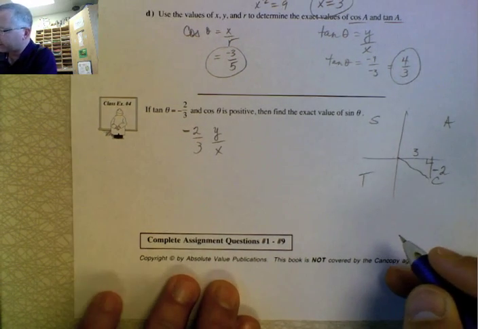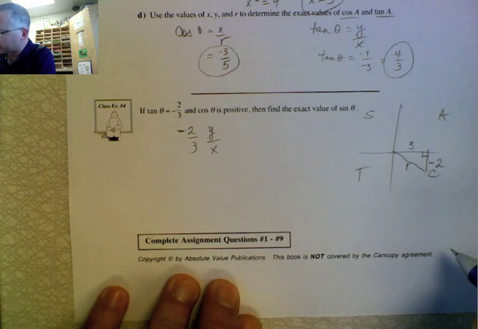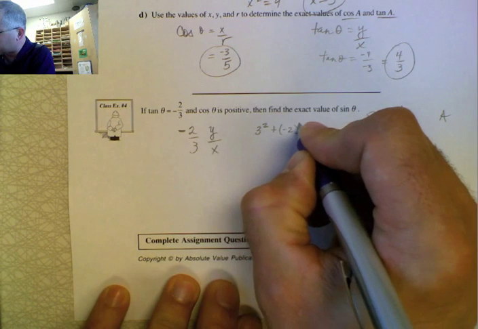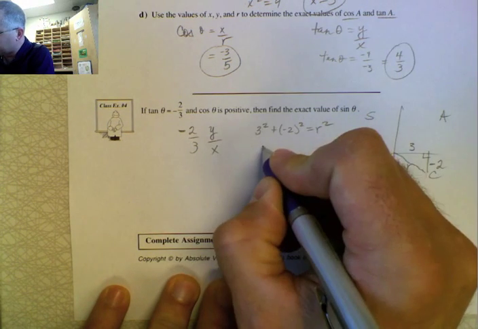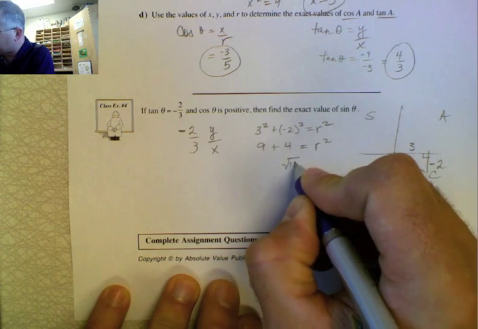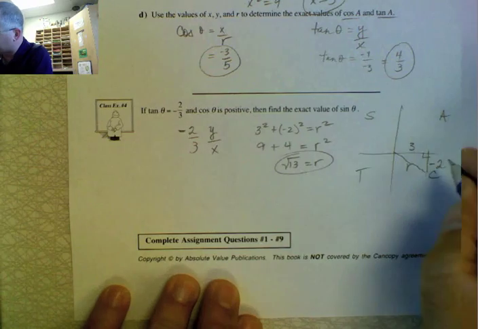We then have to find our r. We have to use Pythagorean theorem. So we're going to get 3 squared plus negative 2 squared equals r squared. This is 9 plus 4 is r squared. That means r is going to be the square root of 13.